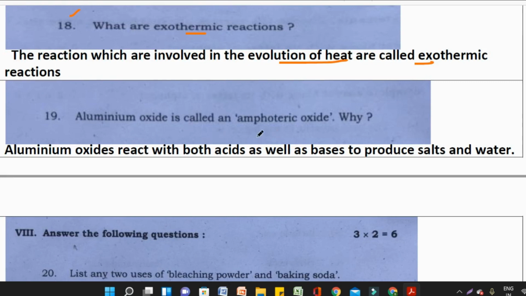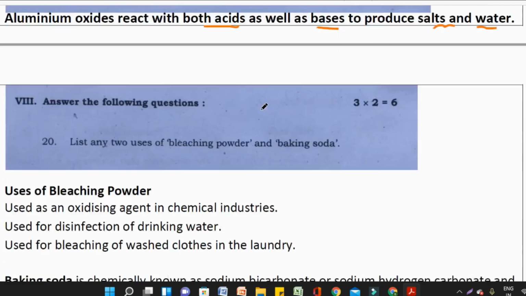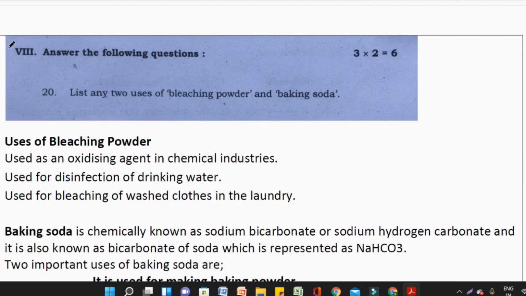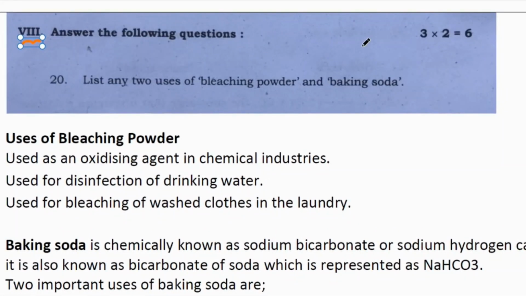Aluminum oxide is called an amphoteric oxide. Why? Aluminum oxide reacts with both acids as well as bases to produce salts and water. That is the reason why it is called an amphoteric oxide. Eighth section, answer the following. We have three questions in this section. Each question carries 2 marks. Total weightage is 6 marks for this section.